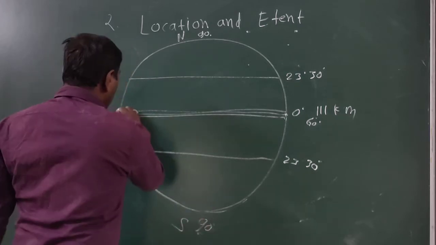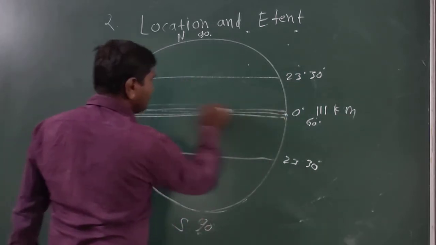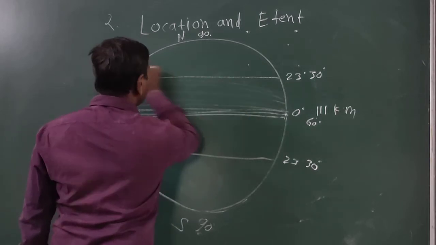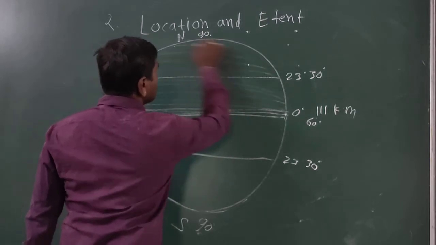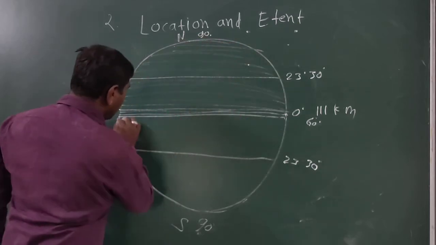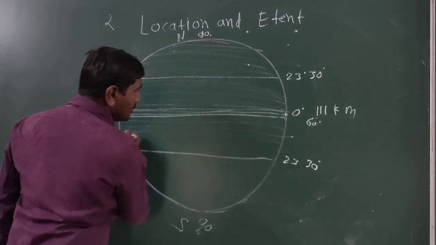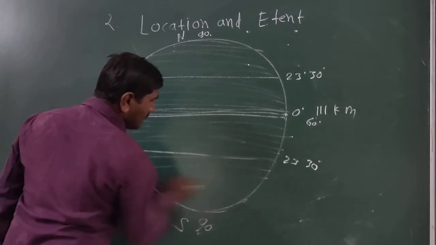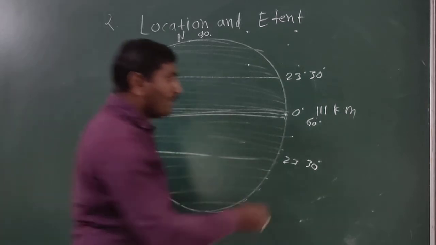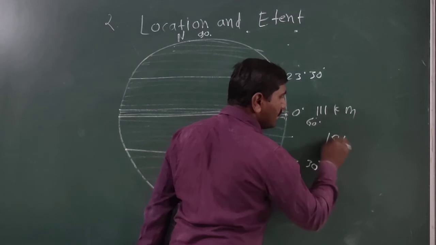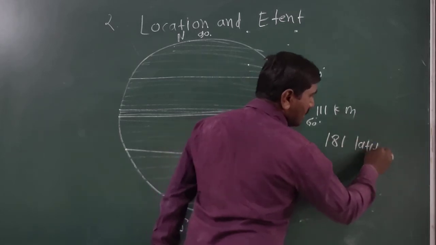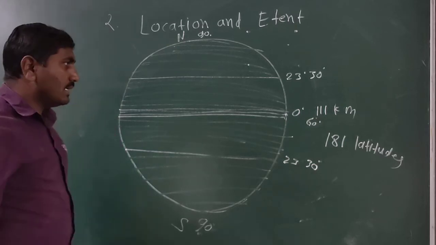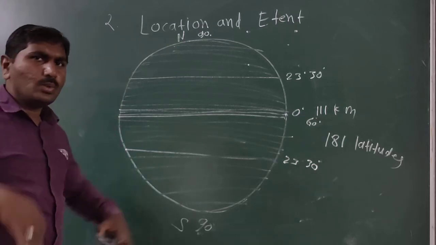So there are 90 latitudes on the northern side. Then on the southern side also there are 90 latitudes. These are the horizontal lines and these are called latitudes. In total there are 181 latitudes. Now we have to understand the location of India.